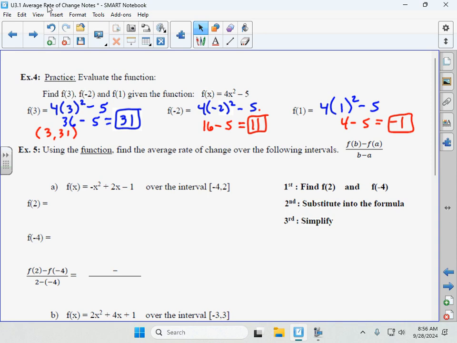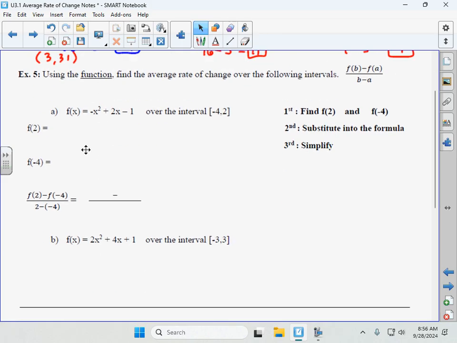All right, so the first thing you're going to do is find what f of 2 is and f of -4. All right, so just like we did with the above examples, you're going to substitute those numbers in for x and then evaluate it to simplify it. All right, so let's go ahead and find what f of 2 is. All right, so that's -2 squared plus 2 times 2 minus 1.